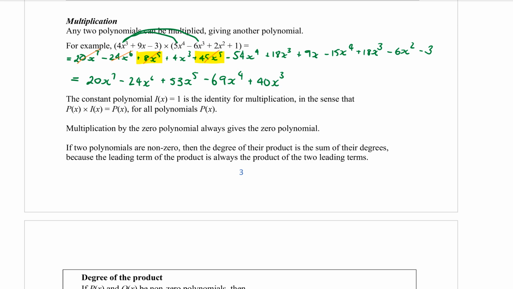Just the minus 6x squared, only one. Any x's? Yeah, the 9x. And constant, the minus 3. So that's a lot more complicated than the adding was. Be very careful, please, if you're multiplying things like that out.